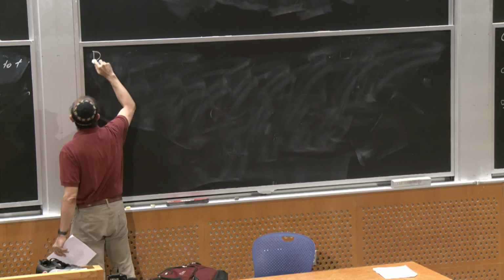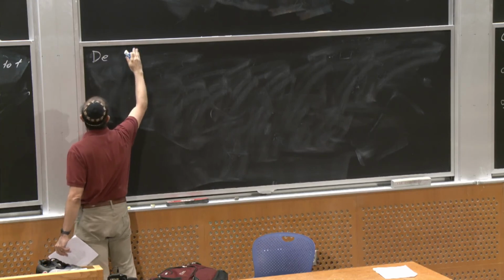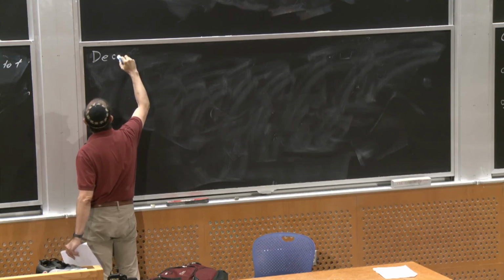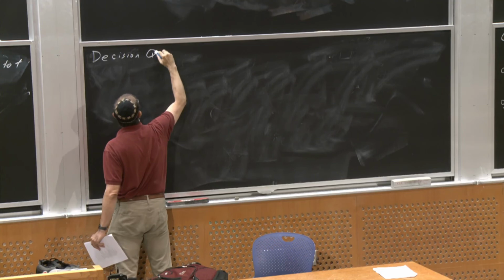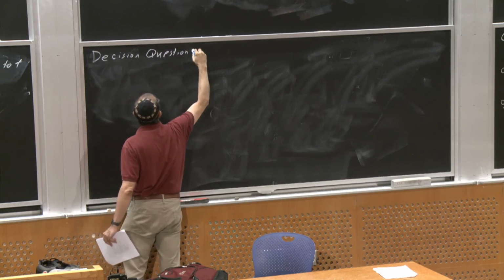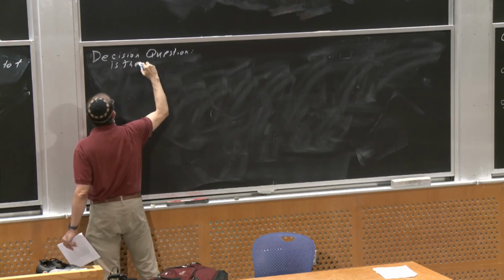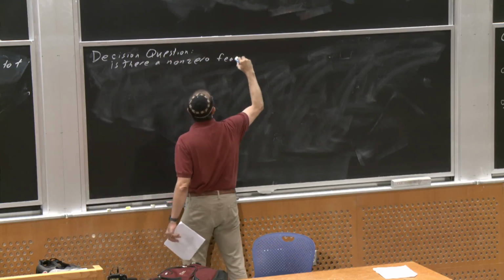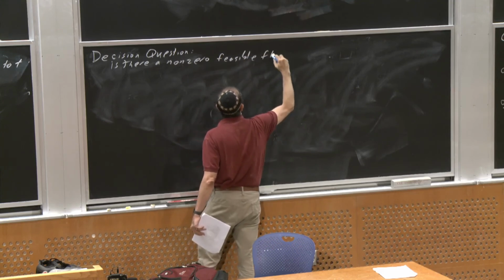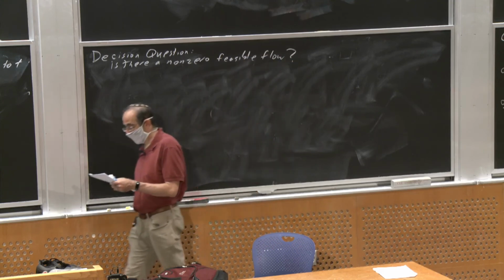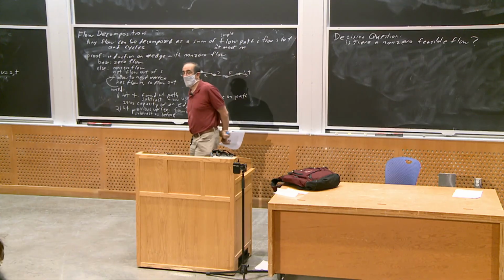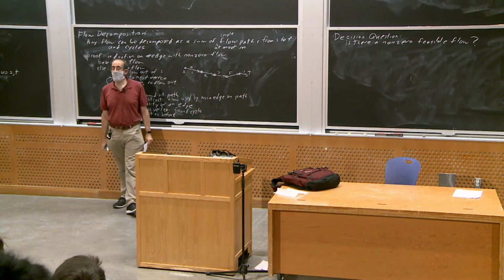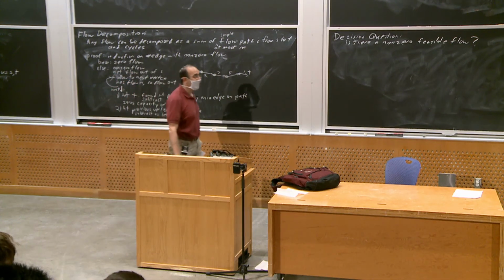So now that we have a structural characterization, a description of what the feasible flows look like, now let's talk about this decision question. Is there a non-zero feasible flow? Here's a graph. Tell me if you can find a non-zero ST flow on this graph. How can I decide that question?